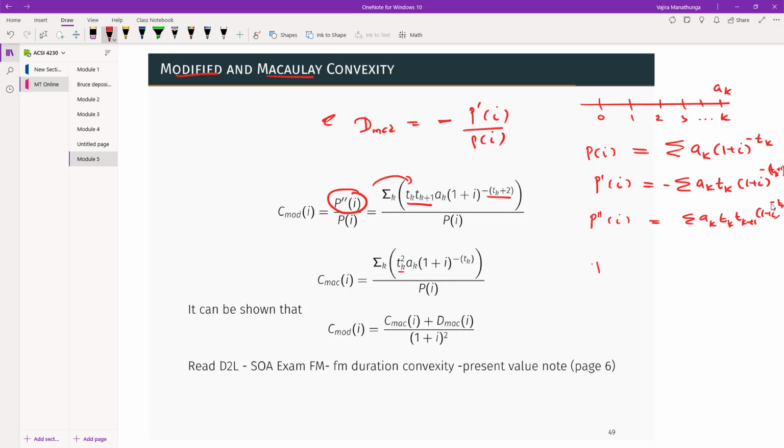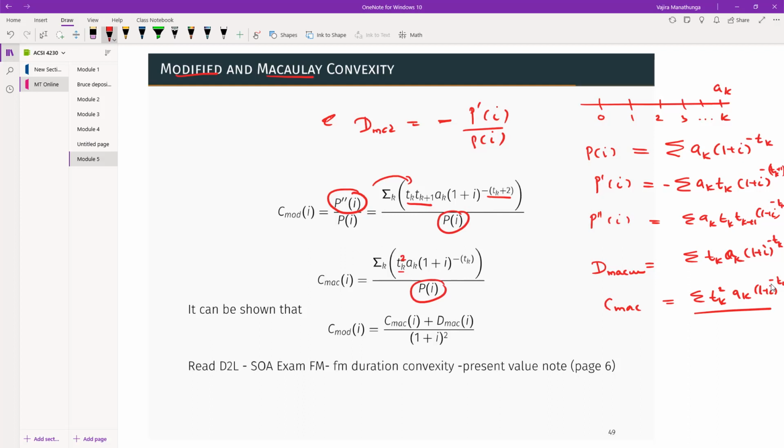So remember how the Macaulay duration is defined? D Macaulay is basically sigma t_k c_k, or in this case, we can use a_k because we are using a_k (1 plus i) to the negative t_k. Now when it comes to the Macaulay convexity, it is t_k squared. So, Macaulay convexity, t_k squared, a_k (1 plus i) to the negative t_k, and then divide by the price.